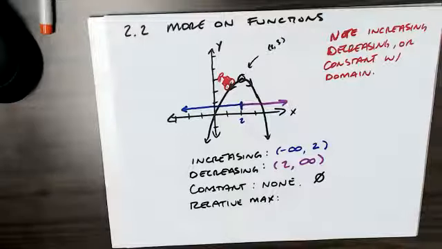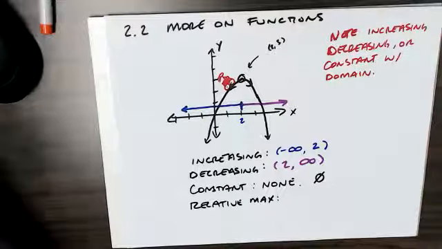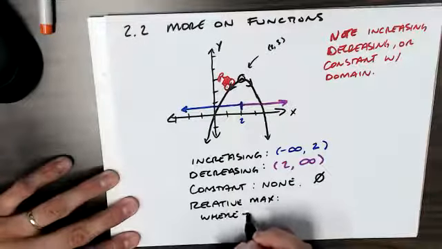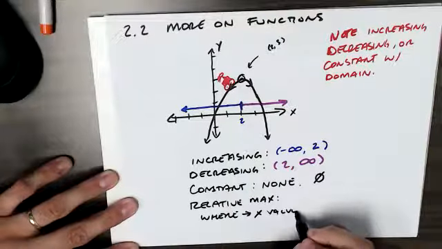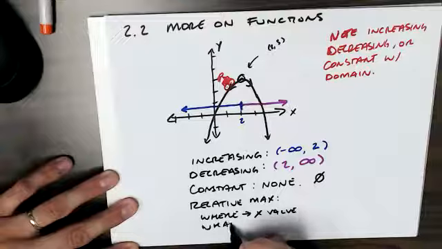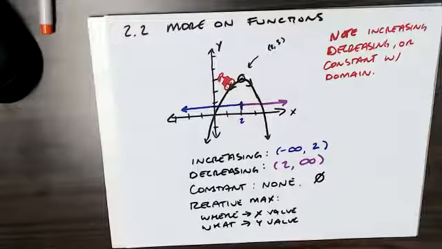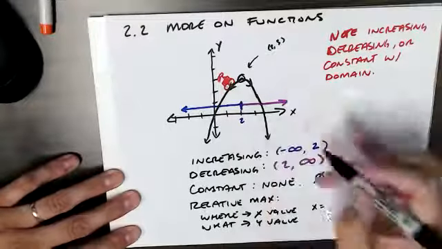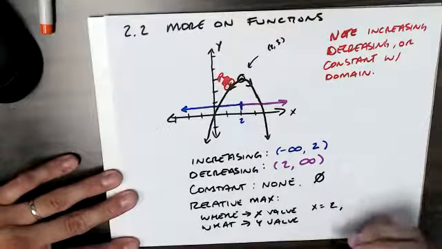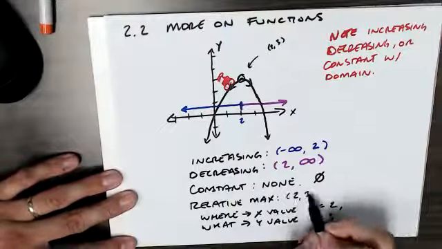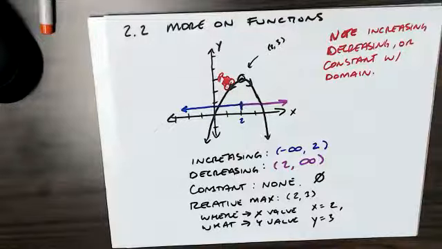Now, I do not like how this book notates relative max and min. It'll say something like, where does it occur and what is it? The where is the X value, and the what is the Y value, okay? The where is the X value, and the what is the Y value. I'm just not a fan of it doing that, but that's what it's going to say. It's going to say, well, where does the relative max occur? Oh, it occurs at X equals 2. What is the relative max value? Oh, it's Y equals 3, okay? But in the end, it comes from the coordinate 2, 3.